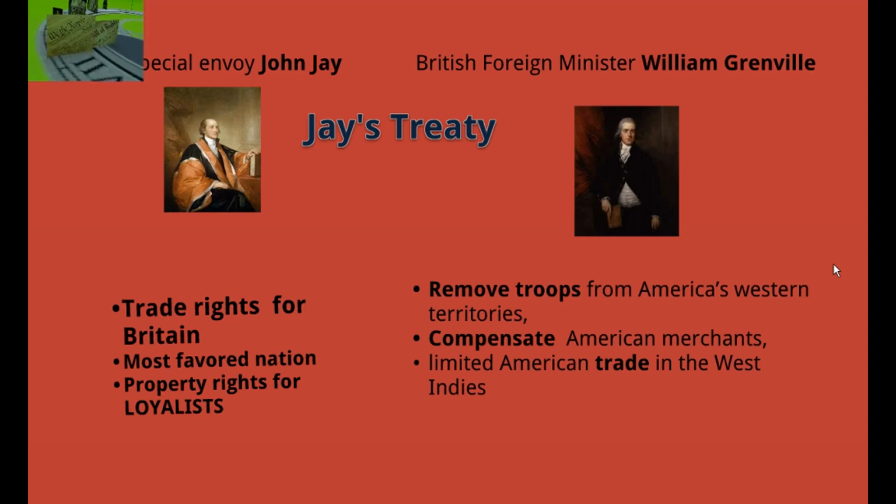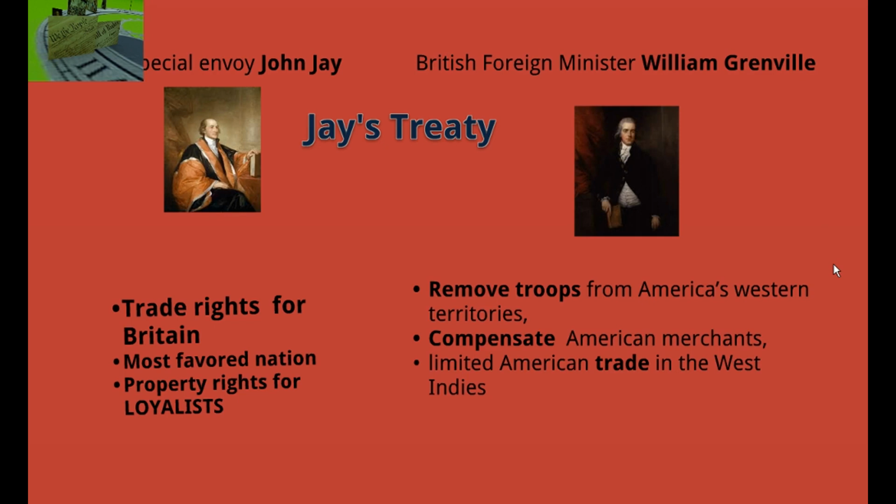Among the provisions of the treaty is the following. The United States gives trading rights to Britain, the privilege of the most favored nation in commerce, and there is some agreement over property rights for loyalists who return to the United States. So the loyalists who helped Britain in the War of the Revolution lose their properties after independence and they are stigmatized. So Jay's Treaty gives them some protection, especially in terms of their property.